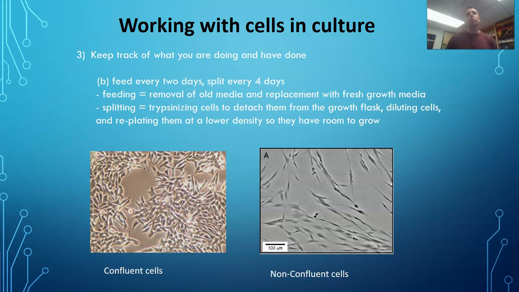Last two things, and we will talk about this more as well, but we're going to work with an e-notebook. And so one thing is you're going to keep track of what you're doing and what you have done. We have to feed the cells every 2 days, and usually they will need to be split every 4 days. By 4 days, they're going to be nearly confluent, and you'll have to split them. All right?